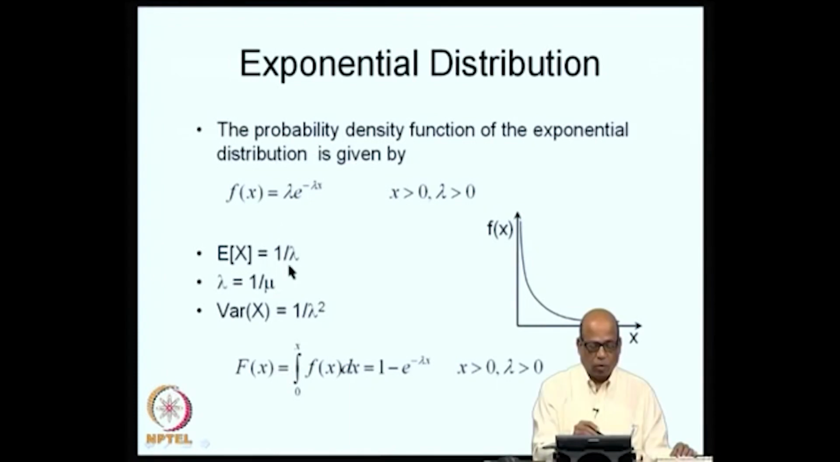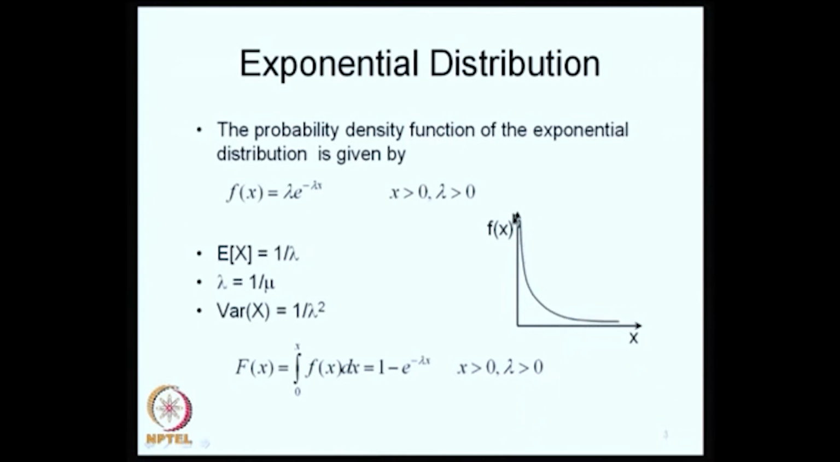So, if you recall, the exponential distribution has the PDF lambda e to the power minus lambda x, and this is defined for x greater than 0 and lambda greater than 0. The expected value of x when x follows the exponential distribution is equal to 1 by lambda, and therefore, we can estimate the parameter lambda with 1 by lambda, and variance of x is given by 1 by lambda square. The shape of the exponential distribution is like this. It is in fact the classical exponential curve.